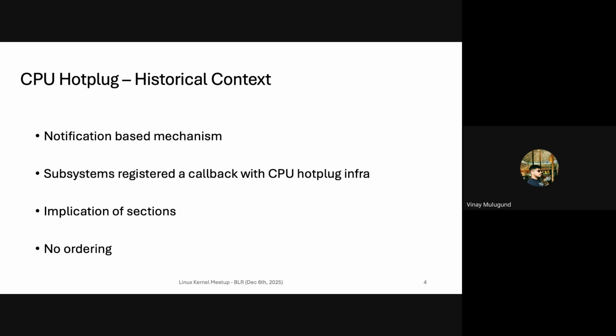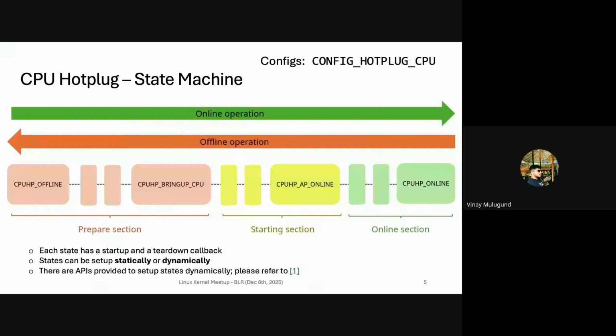The third point, where I talk about the implications of sections, we'll come back to. And back then, as I understand, as the number of subsystems grew, there was no formal definition of dependencies, of which callbacks were supposed to be executed in what order. Can we go to the next slide?